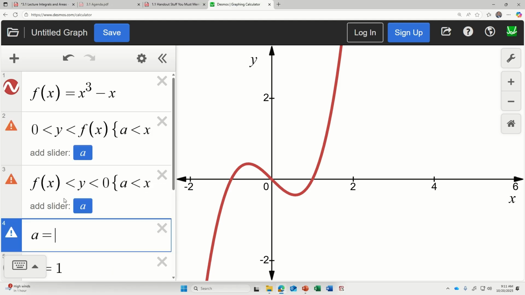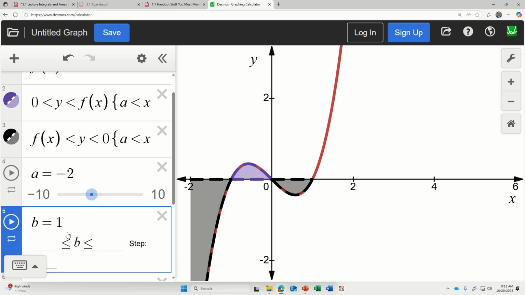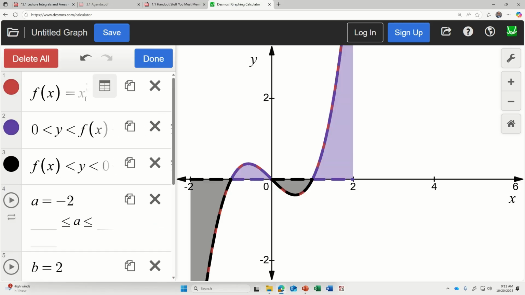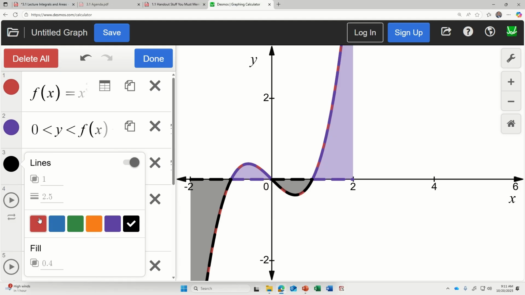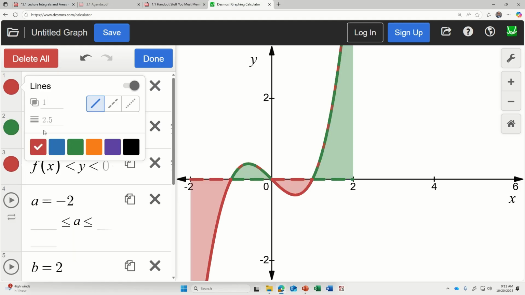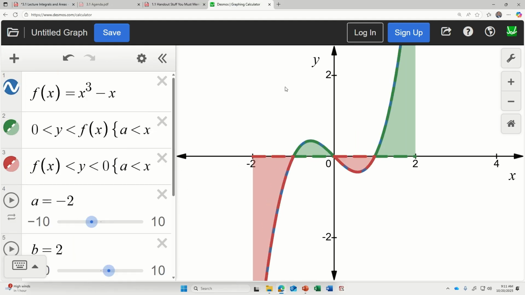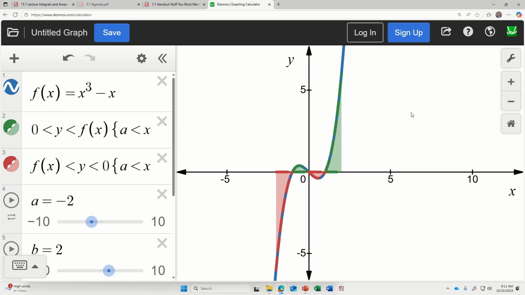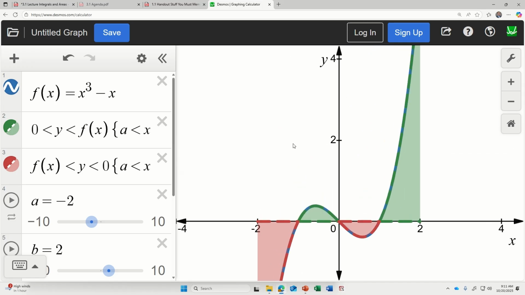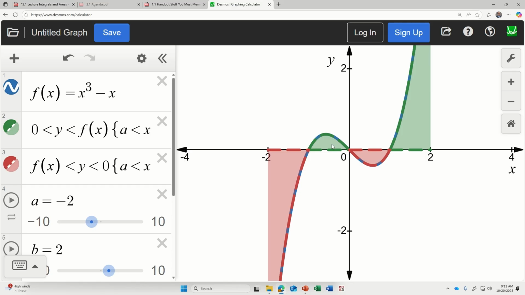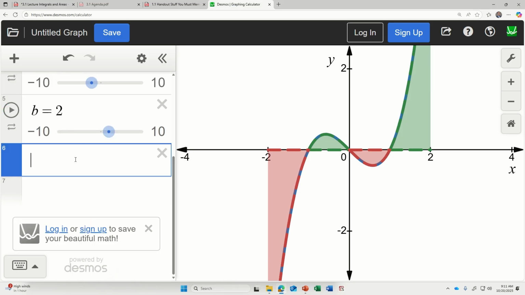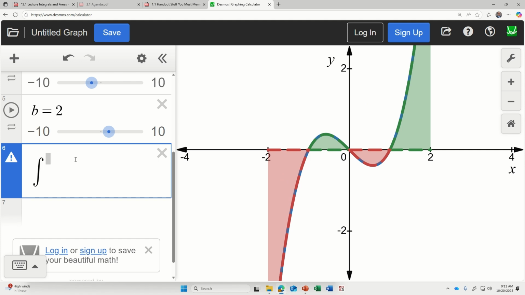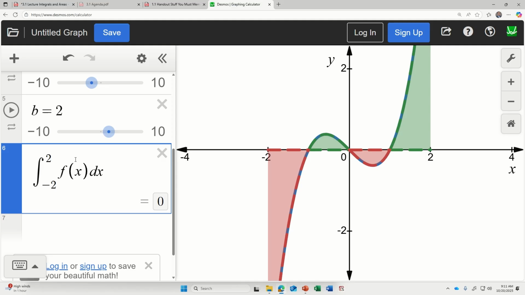The lower bound was negative 2. Upper bound was positive 2. I'm going to shade the negatives so that they're red and the positives so that they're green, and then they're blue. Nice color coding. All right, so this is again the picture of what we're trying to find. What I would really like is to have all 4 of these areas added up. But if I ask Desmos to just integrate between negative 2 and positive 2 for me, it gives me an integral of 0 because the green areas cancel out the red areas exactly.